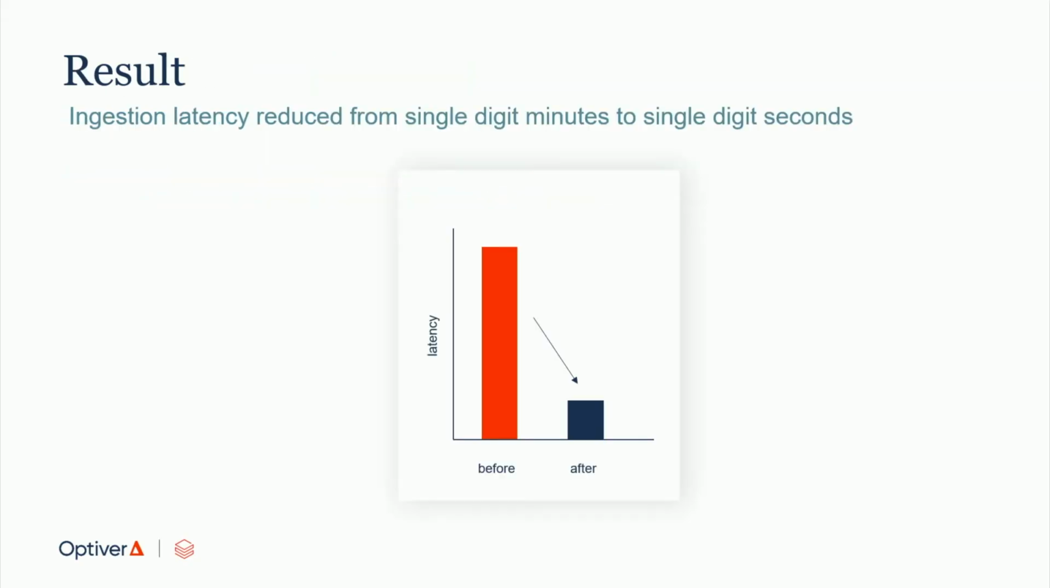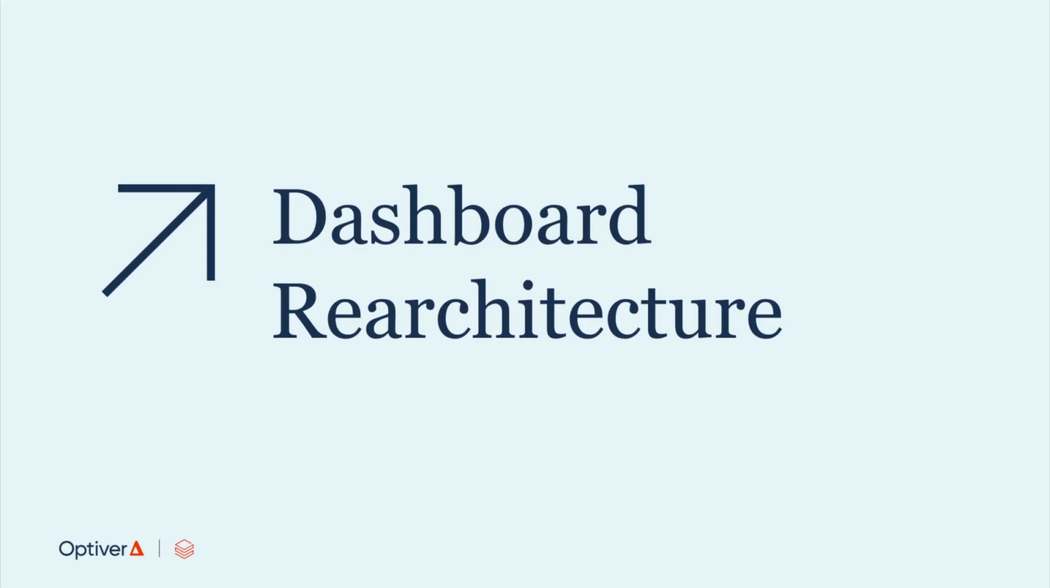So from all of our effort in re-architecting and this parameter optimization, we were able to reduce our ingestion latency from single-digit minutes to single-digit seconds. However, in order to achieve this kind of SLA for the trading teams, optimizing the ingestion wasn't enough. We also needed to optimize on the dashboard side as well. Because of this, we decided to perform some re-architecting of our live dashboard.